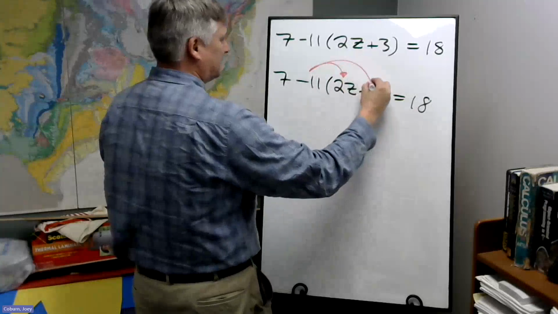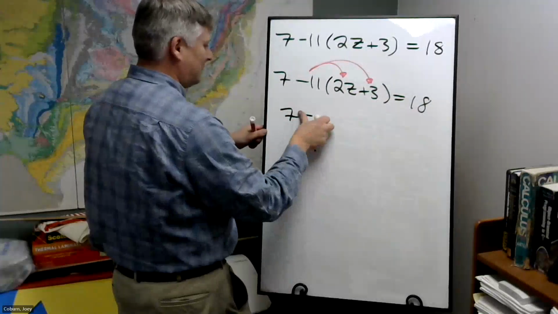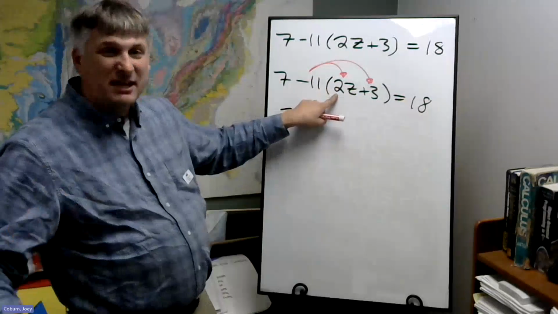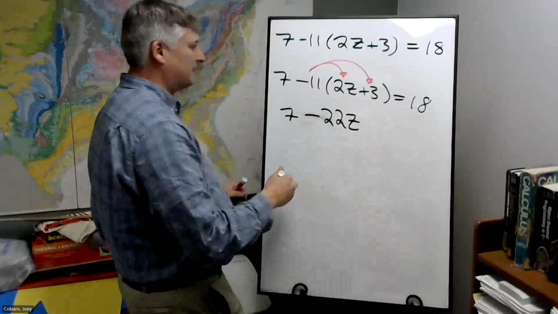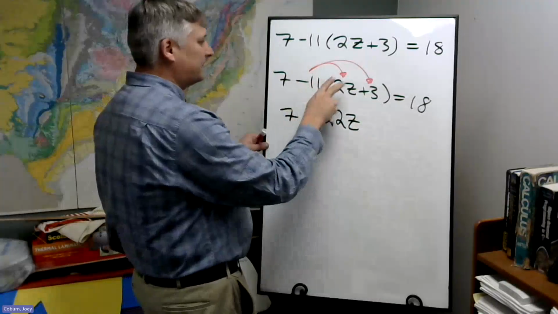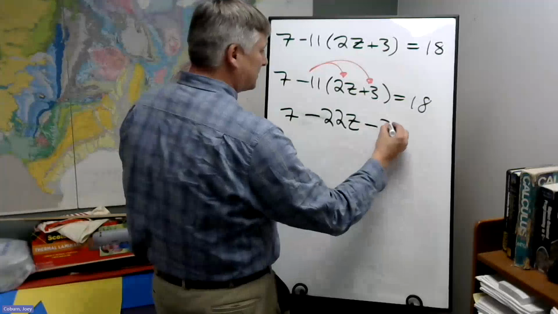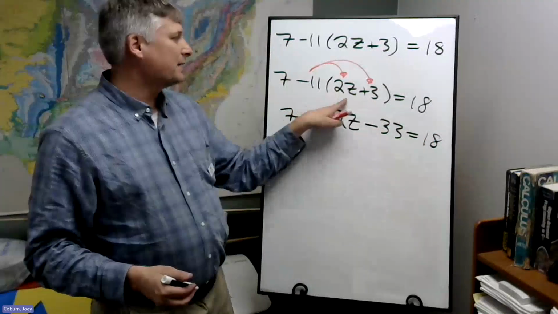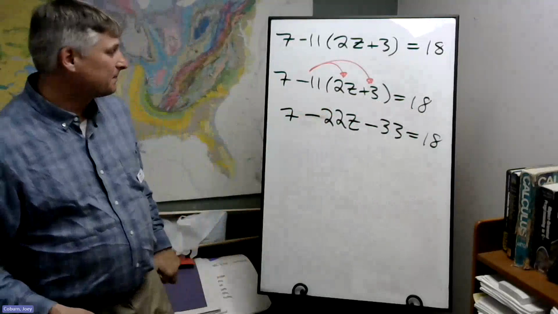Send minus 11 to each term on the inside. So what we'll get, negative 11 times 2 is negative 22. So minus 22z. And then negative 11 times 3. We don't want to forget that. Got to get that too. That's minus 33. And the distribution only goes to what's on the inside here. It won't go to this here, and it won't go to this either. Only what's inside the parentheses.